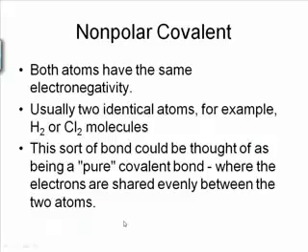So let's look at the two types of covalent bonding. We have what we call nonpolar covalent. This is where both atoms have the same or very, very close to the same electronegativities. So in a nonpolar covalent bond, we have equal sharing.